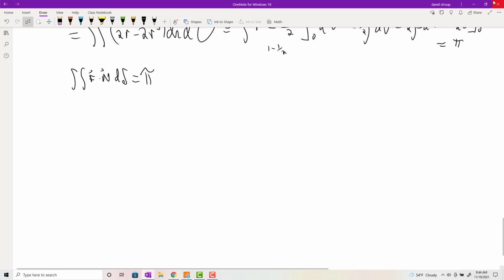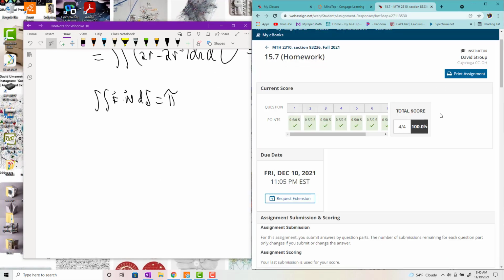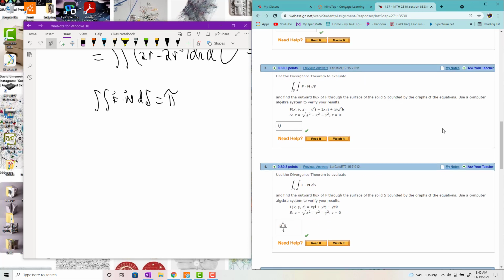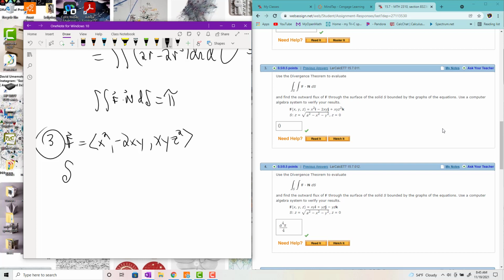Okay, so let's go ahead and try one of the exercises. And like I said, they always kind of turn into usually polar integrals, but sometimes I'll just do the regular integral and deal with it. So for example, number 3, we'll do number 3. Here we have the force field given as x squared minus 2xy, and then xyz squared.